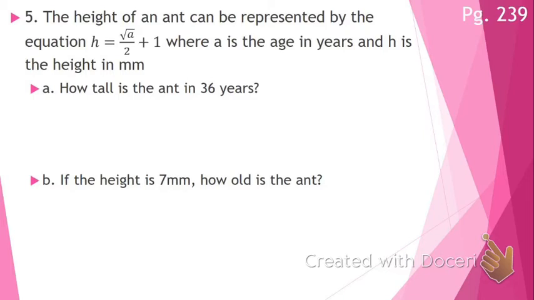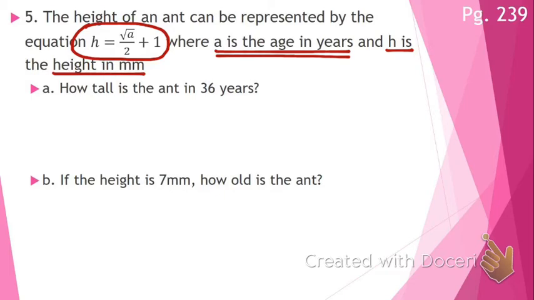On the bottom of page 239, it says the height of an ant can be represented by the equation h is equal to the square root of a divided by 2 plus 1, where a is the age in years of the ant, and h, I'll underline that, h is the height in millimeters. Now, first of all, I don't think ants live for years and years, but let's roll with this story problem because it shows us some important ideas that you guys are going to be using on your homework.